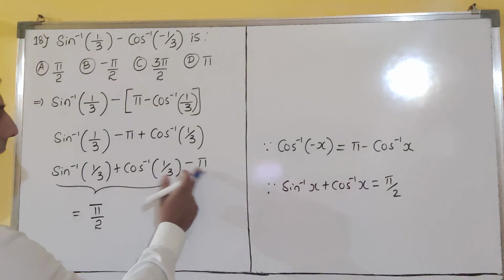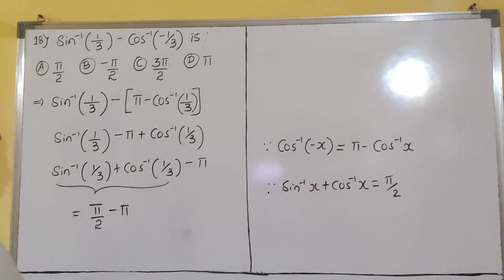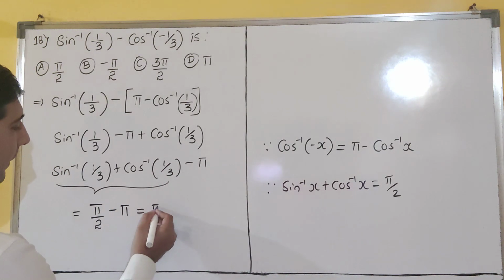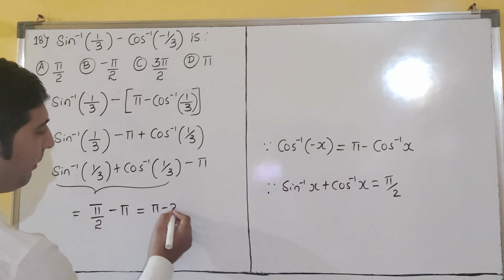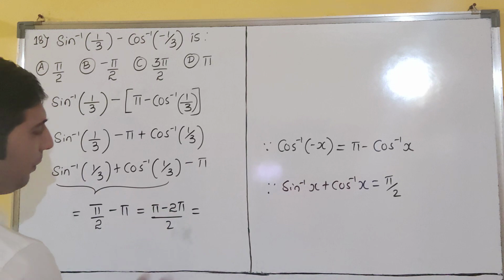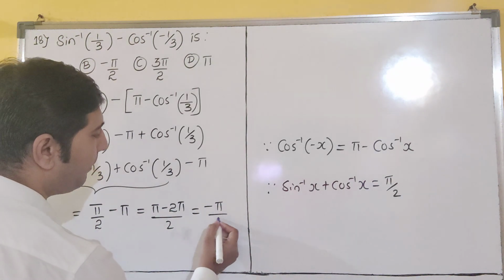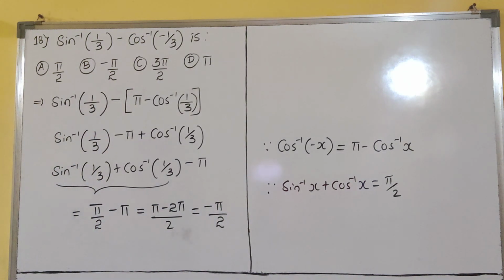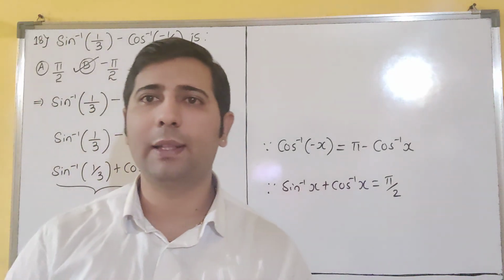Pi by 2 and minus pi is there. I have written as it is. So cross multiply: 2 into minus pi, minus 2 pi divided by 2. So pi minus 2 pi is minus pi by 2. This is our answer, dear students. That will match with B, dear students. B for bingo is our answer.